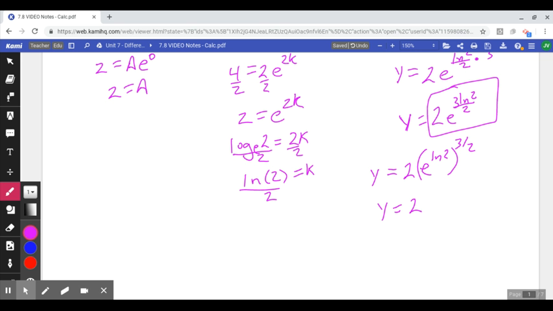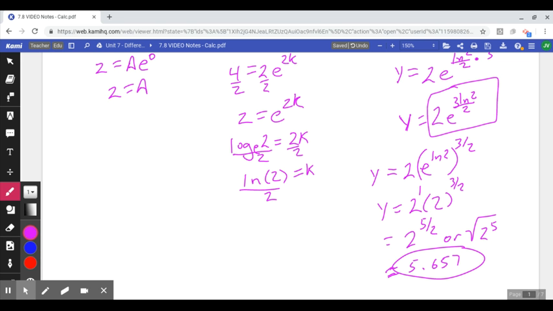So that'll be 2 times 2 to the 3 halves power, and that's 2 to the first, which is also 2 over 2. So we've got 2 to the 5 over 2 power, or the square root of 2 to the 5th. All of this, when you type it in your calculator, should be equal to 5.657. So that'll be about 5.657. And on the calculator section, this might be the answer that you want to write down.